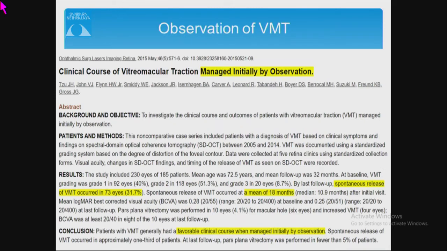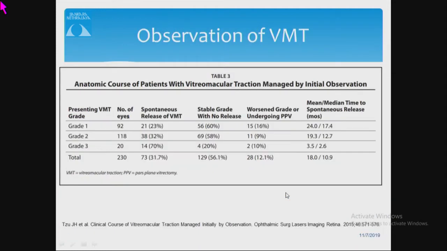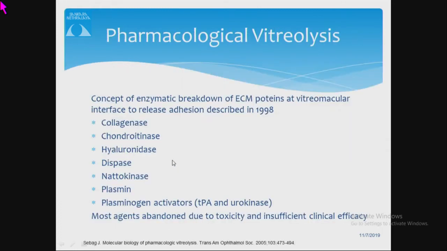In a study in which the vitreomacular traction was managed initially by observation, it was observed that around 1/3 of the eyes, around 32%, had resolved spontaneously over a mean period of 18 months. They showed that grade 1 had 23% resolution, grade 2 had 32% resolution, grade 3 had the maximum 70%, with the overall resolution percentage of 32%. Go back to the slide.